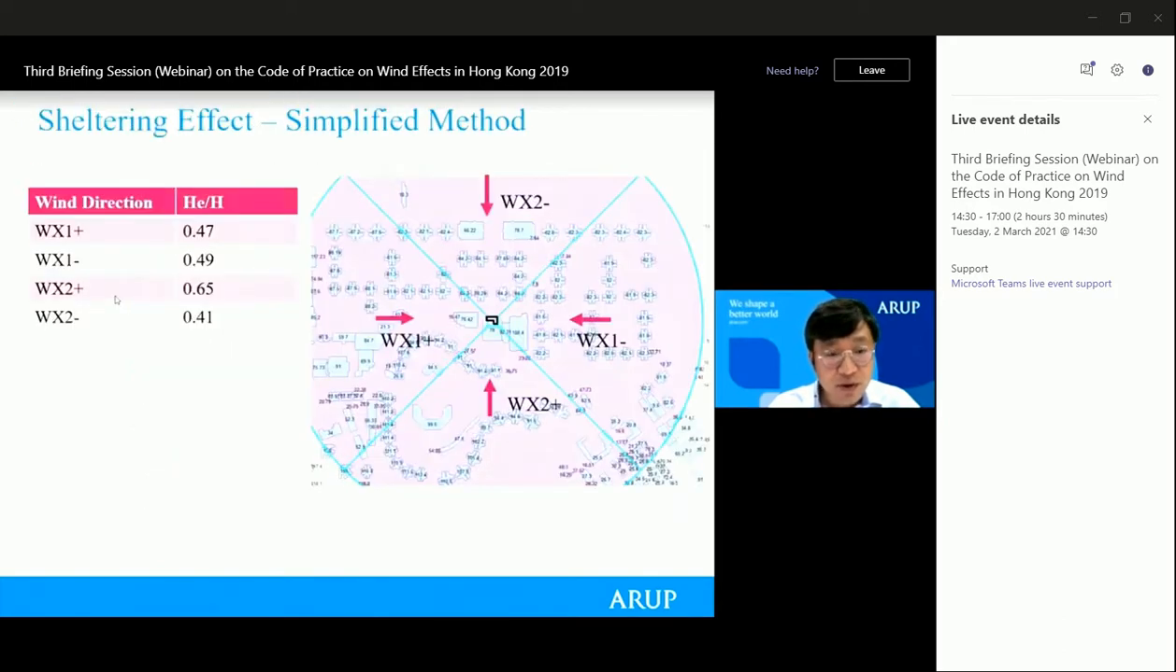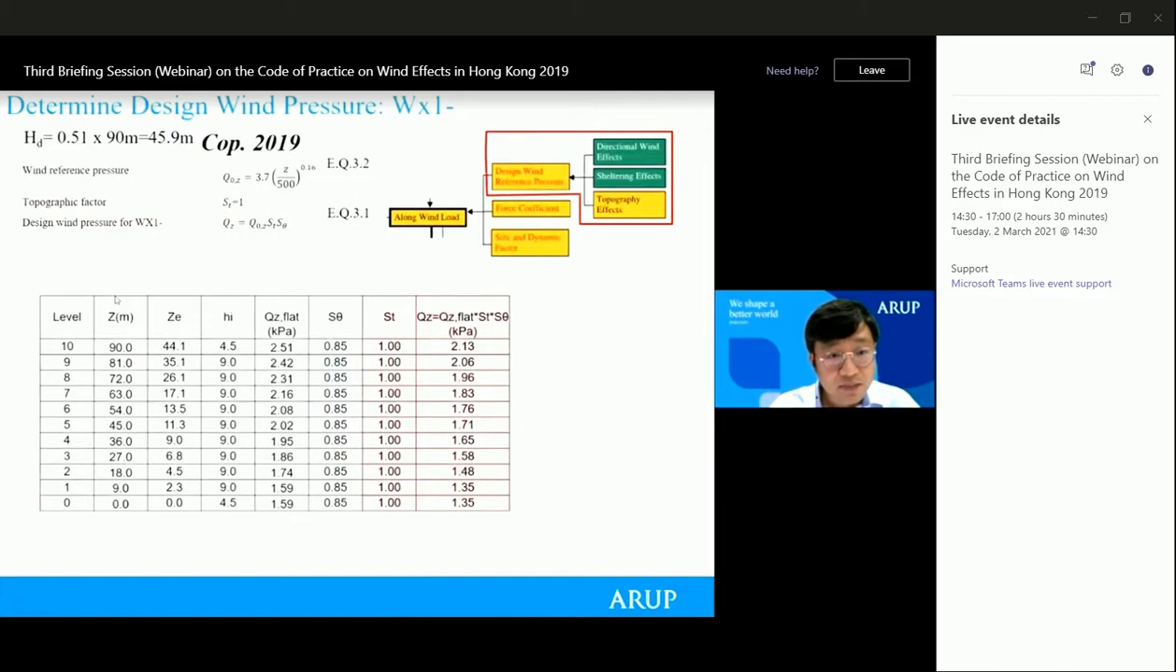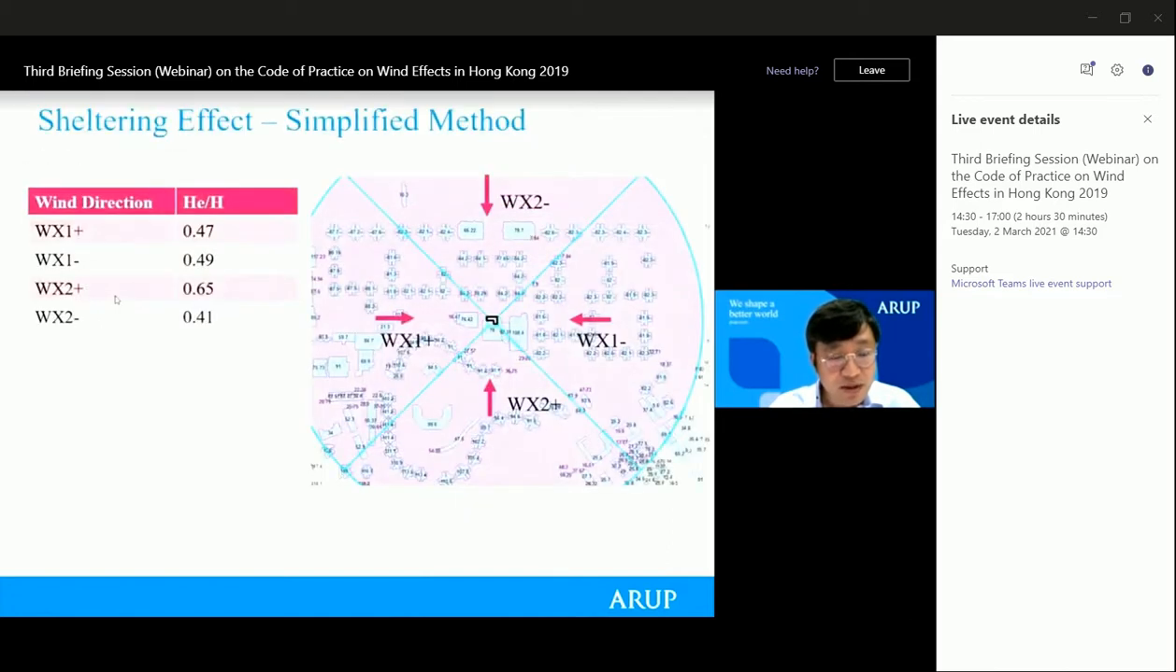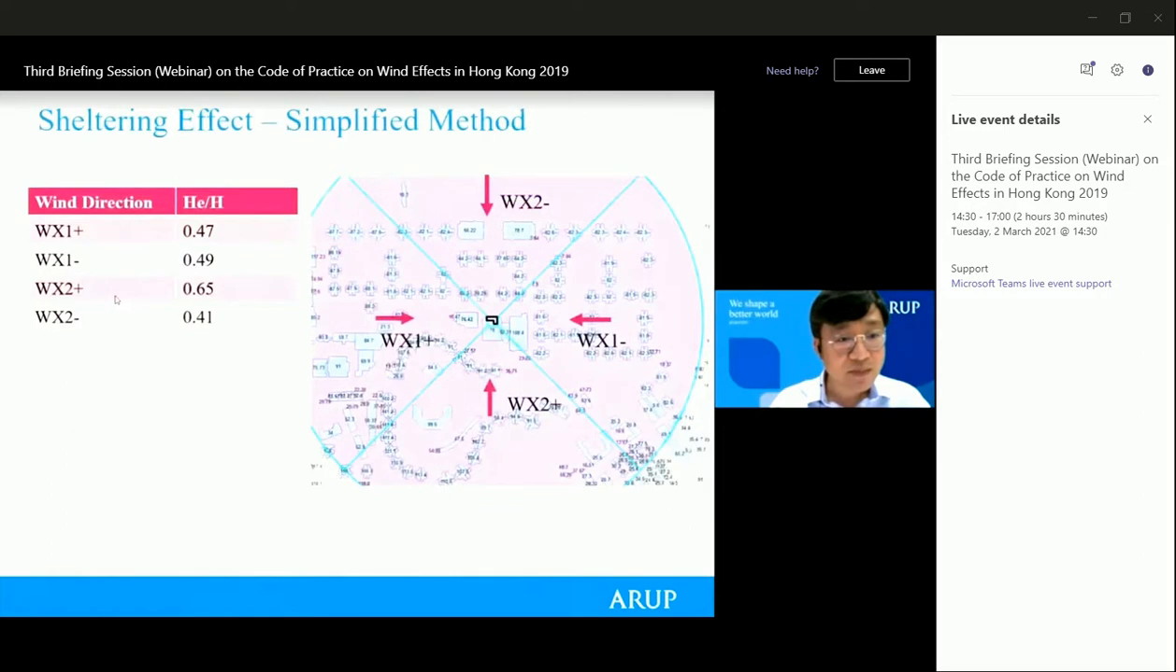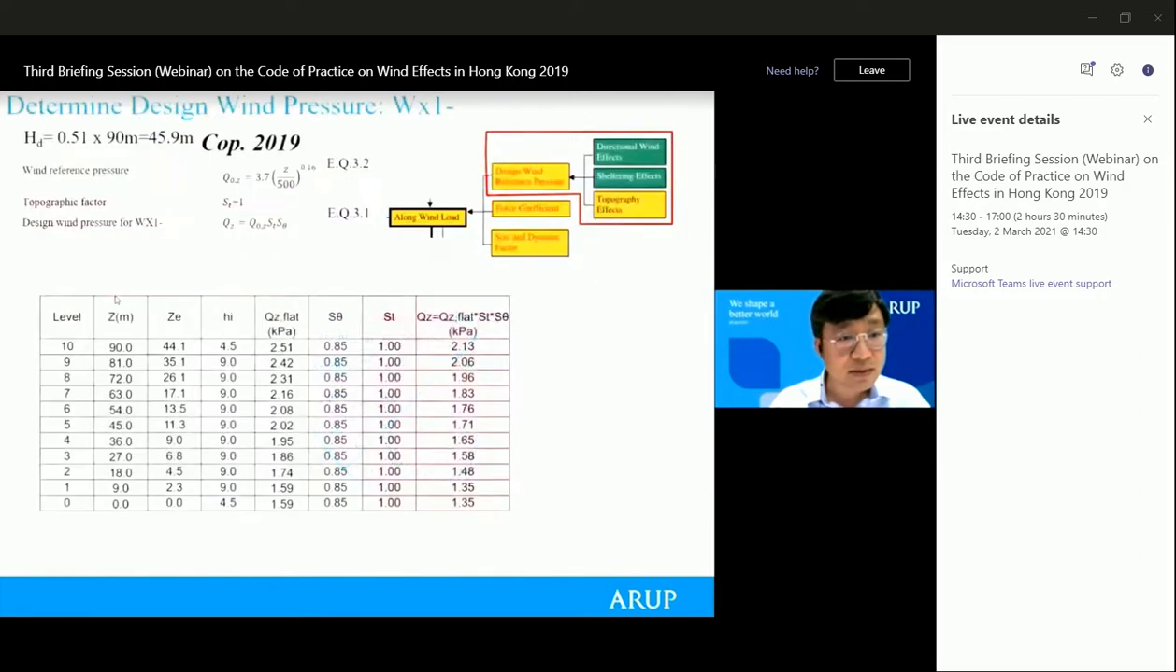Following the same rule for all the 4 directions, the effective height ratio, HE over H, can be calculated for all the 4 quarters. Here we pick one of the 4 directions as an example to do the further calculation. We pick up the WX1 meters. That gives the displacement height of about 45.9 meters.